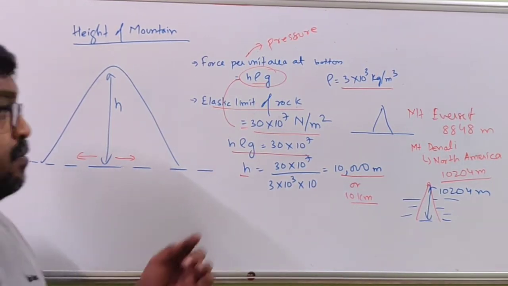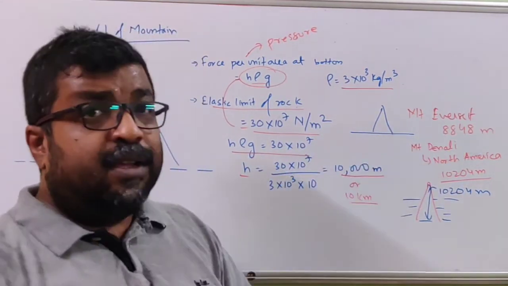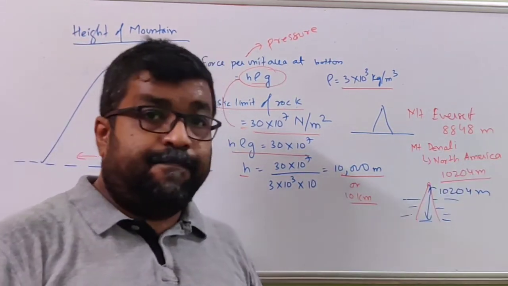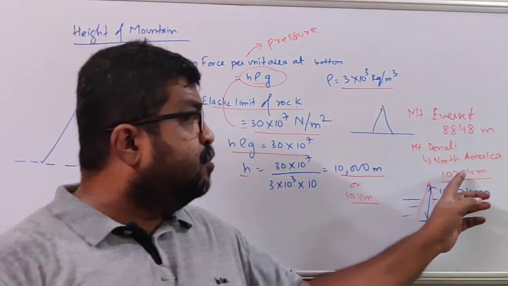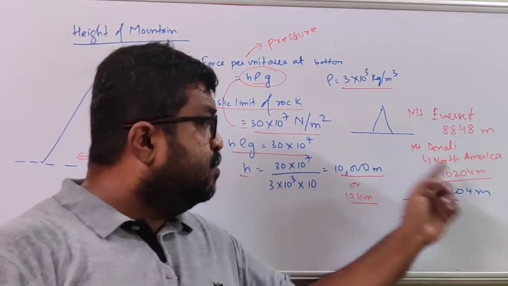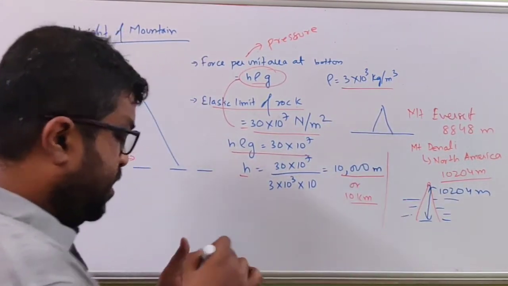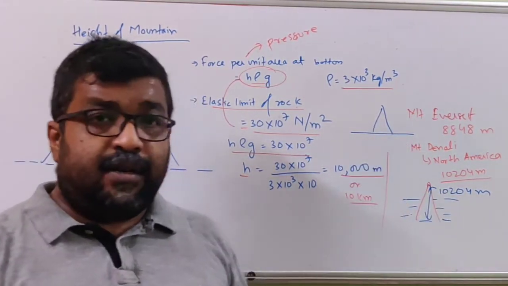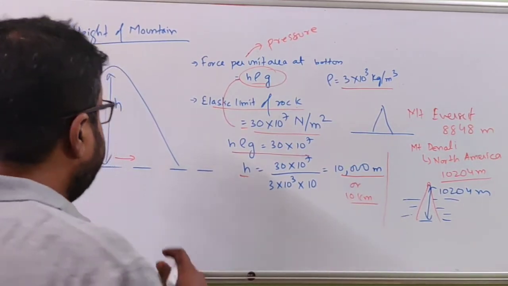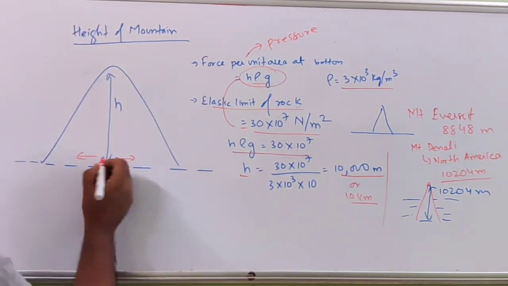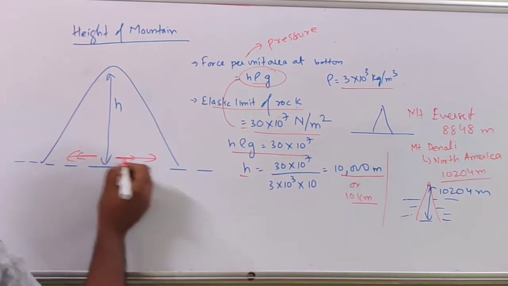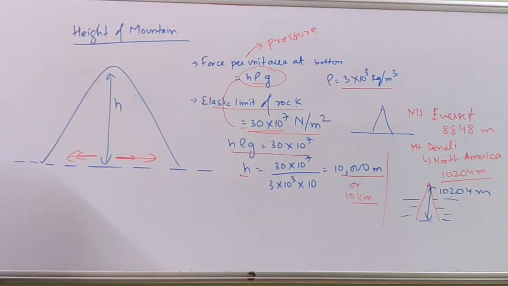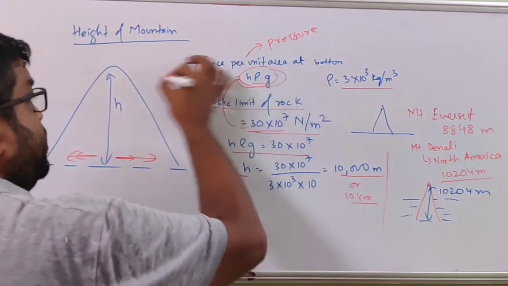Now Mount Everest has a height of 8848 meter. But then you will say that Mount Denali in North America has a height of 10204 meter. So how is that possible? Because just now we obtained that 10,000 meter, or 10 kilometer, is the limit. This mountain is greater than 10 kilometer. The reason is, a normal mountain at its base experiences a force per unit area equivalent to h rho g, where h is the height.